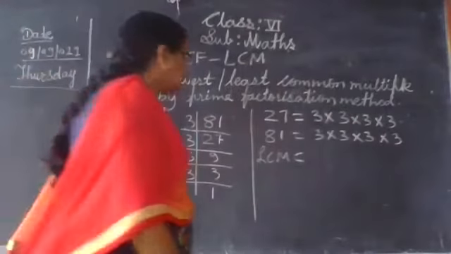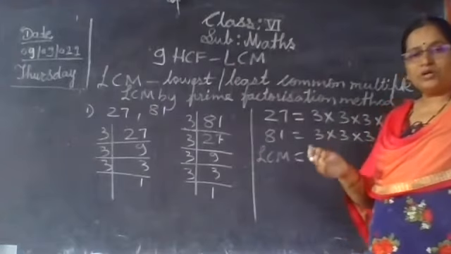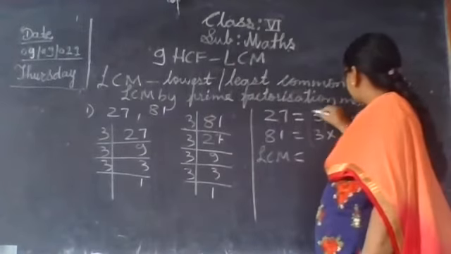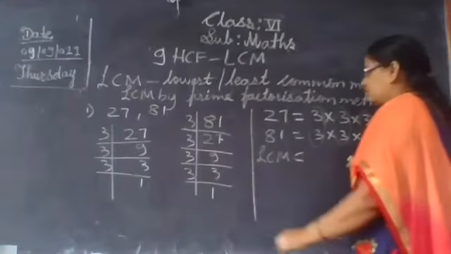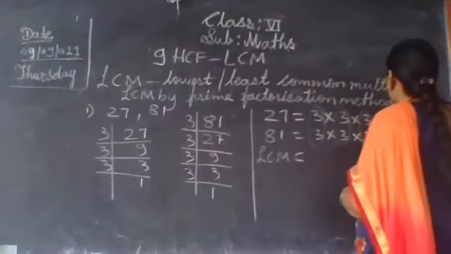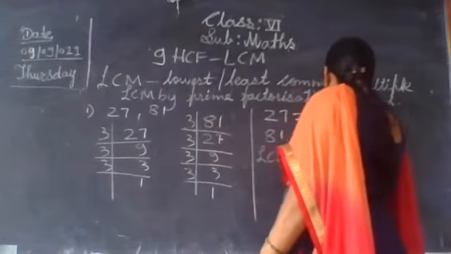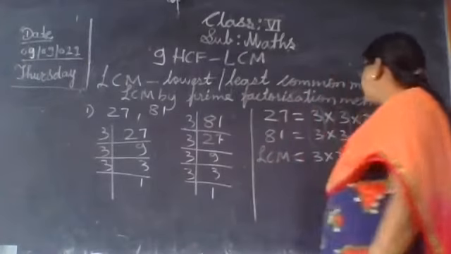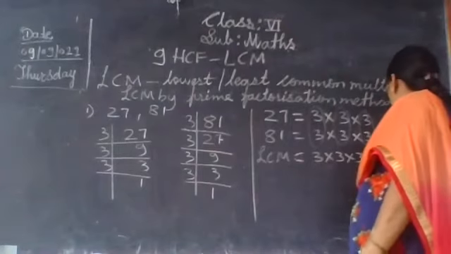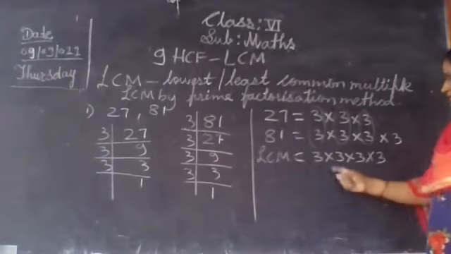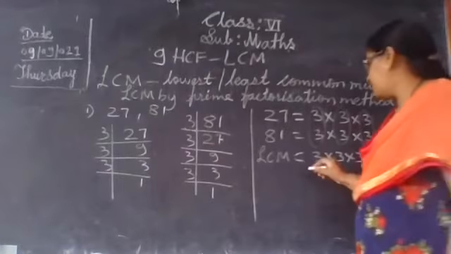Now see children, here you have to take common into uncommon factors. So common are this 3 times 3. So we will write it. What is uncommon? This 3 is uncommon, so it also must be multiplied. 3 threes are 9, 9 threes are 27, 27 threes are 81.